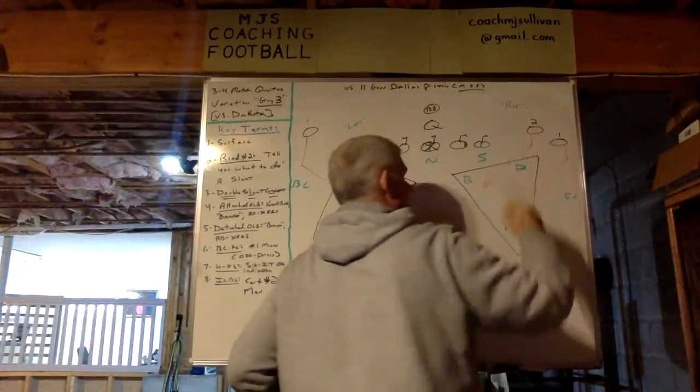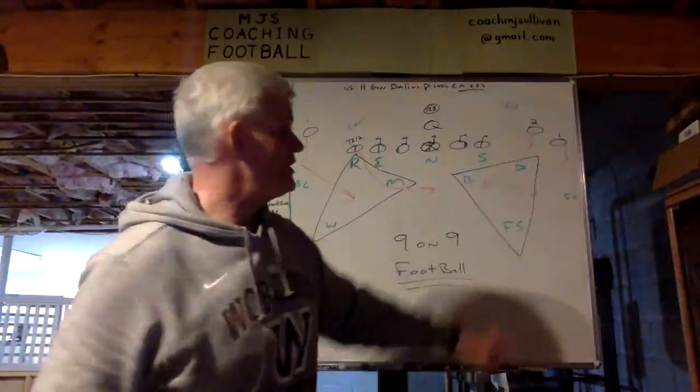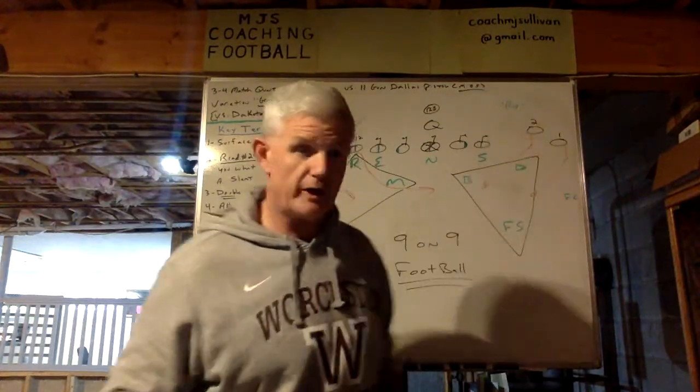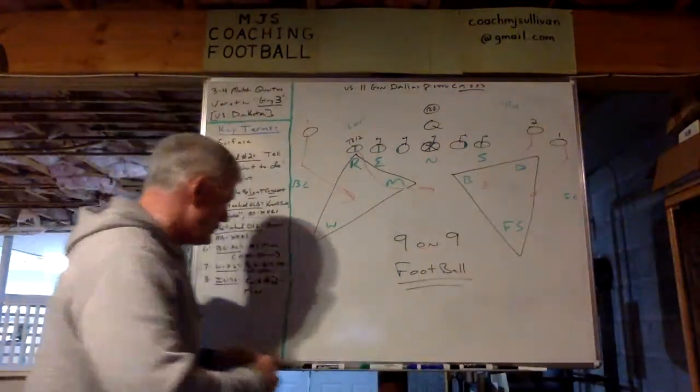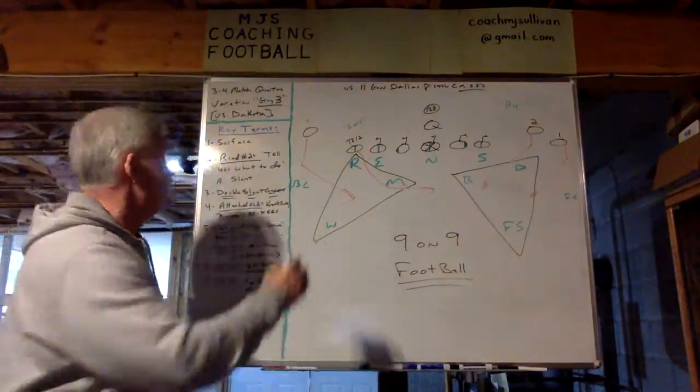Whereas over here, both receivers are in space, so you're going to get 2 3-step slants. They're going to be at different levels because 2's off the football. So now let's show you how we would defend this, starting with the corners.